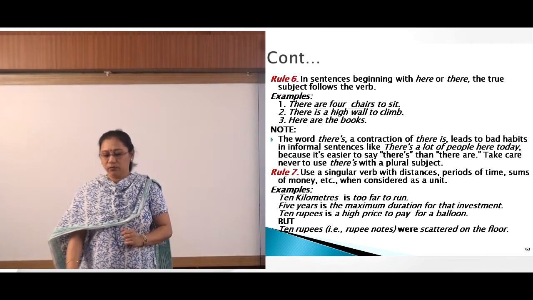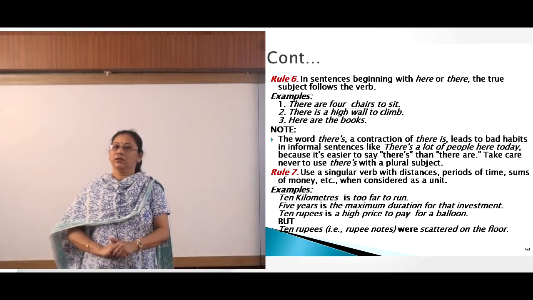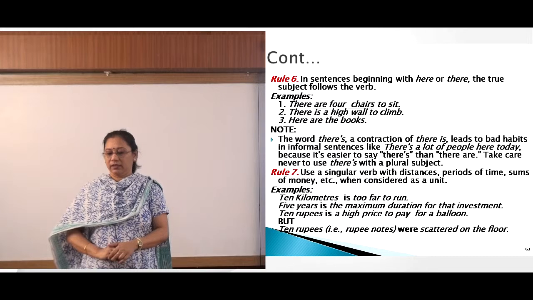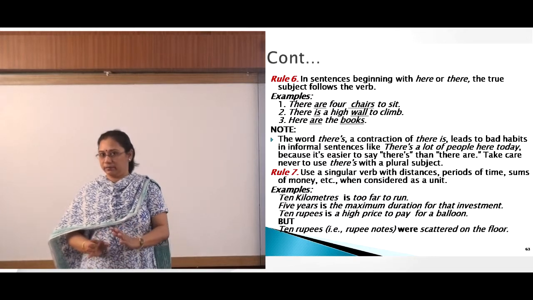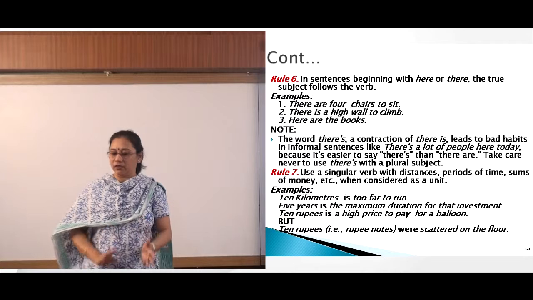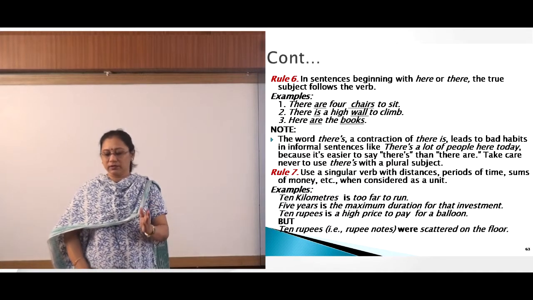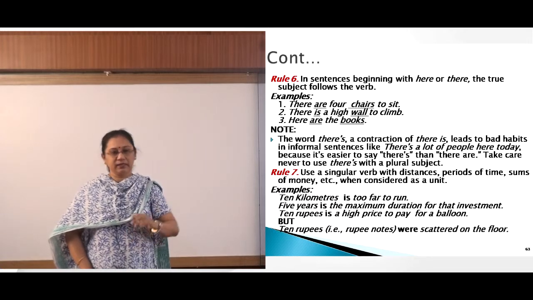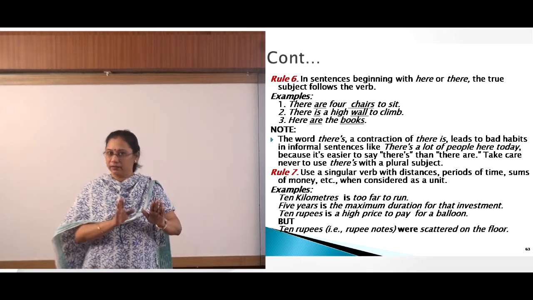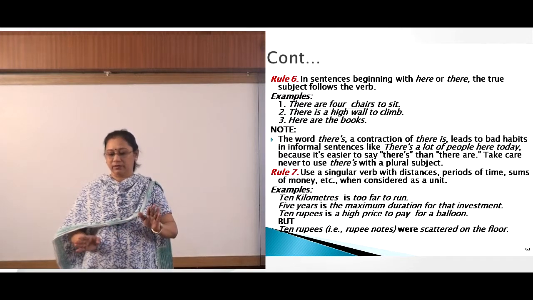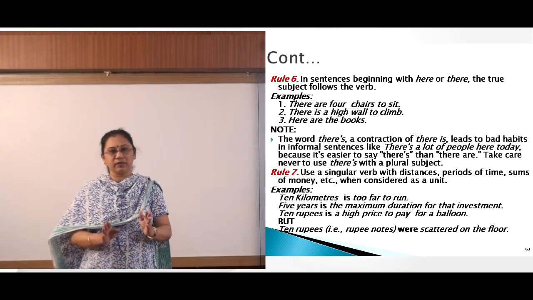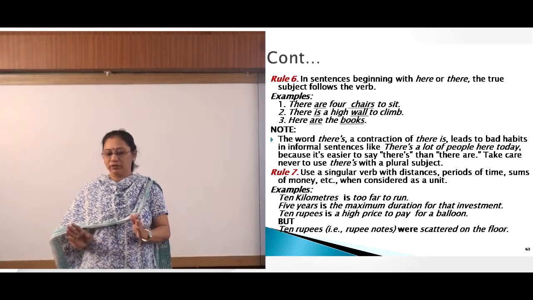Let us move on to the next rule quickly. Rule 6 is about sentences beginning with here or there. The true subject follows the verb. In these cases, sentences which begin with here or there, the subject follows the verb. For example, there are 4 chairs to sit. There are, that is the verb that you have, 4 chairs to sit. So the verb follows the words here, there. You identify the word "are" which comes after "there." There are 4 chairs to sit.